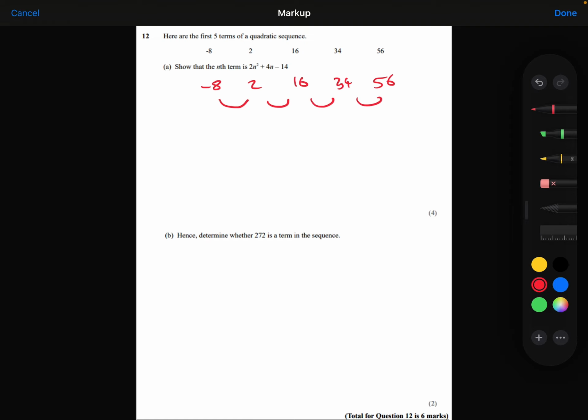The difference between -8 and 2 is 10. Between 2 and 16 is 14. The difference between 16 and 34 is 18. And the difference between 34 and 56 is 22.